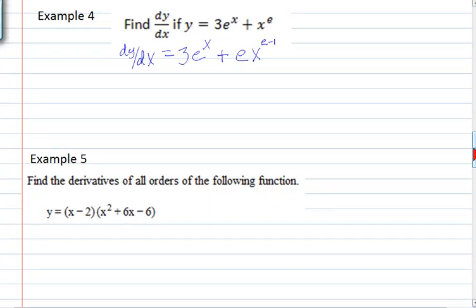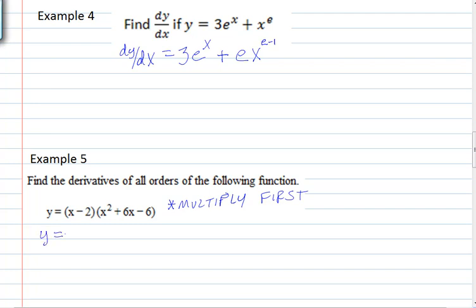Example 5. Find the derivatives of all orders of the following function. That means we just got to keep going with the derivatives as far as we can. Wait a minute. We're multiplying two functions together. We have rules for adding two functions, the derivatives of functions, but not for multiplying. We don't have a rule for that yet, so we're going to have to multiply this out and then take the derivative. You've got to simplify. So right now, we have to multiply first. So that means we got to distribute.